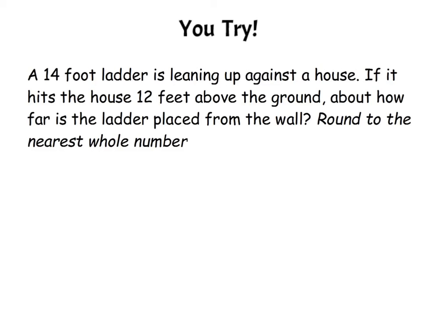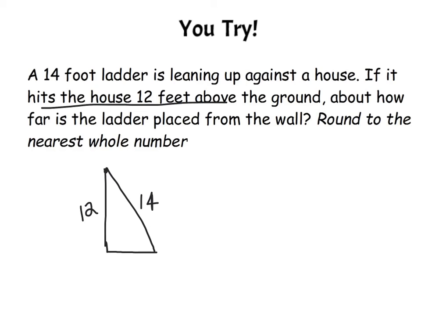Okay, this is similar to the first one we did, so you should have a picture. I have a wall, I have a ladder leaning against it, and then obviously my ladder is a certain distance from my wall. The ladder is 14 feet. This time it tells me how far the ladder is from the ground. So my wall is 12 foot. It hits the house 12 feet above, so that means this is 12 feet. How far is the ladder from the wall? I don't know where this ladder is from the wall.